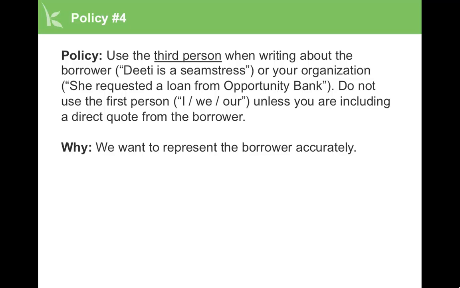Use the third person when writing about the borrower. For example, DT is a seamstress. Also use the third person when writing about your organization. For example, she requested a loan from Opportunity Bank. Do not use the first person unless you are including a direct quote from the borrower. We want to represent the borrower accurately.